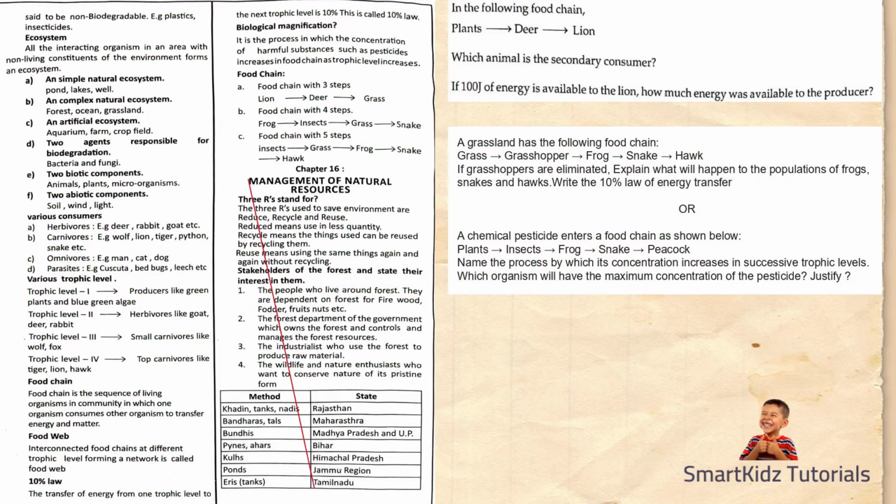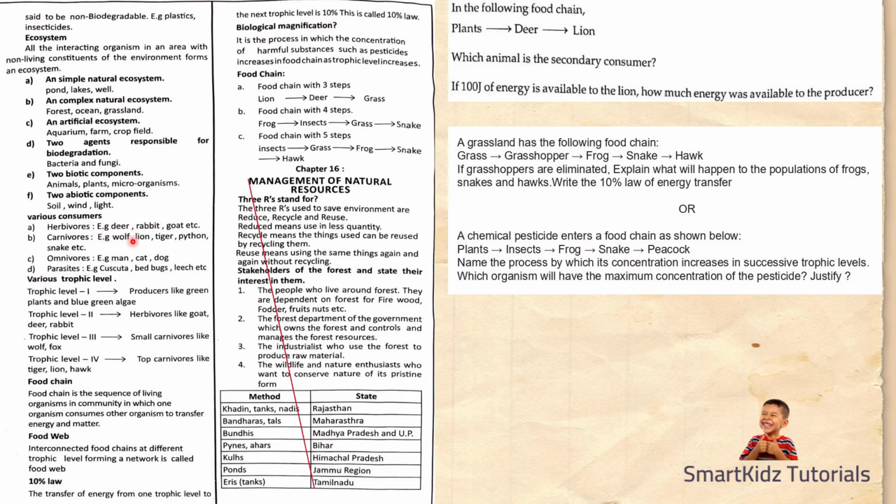So ecosystem is where all the living and non-living components of that area interact with each other. A simple natural ecosystem would be pond, lakes. Complex would be forest, ocean, grassland. Artificial ecosystem would be aquarium, farm, crop field. Two agents responsible for biodegradation, bacteria and fungi. Biotic components: animals, plants, microorganisms. Abiotic components: soil, wind, light.